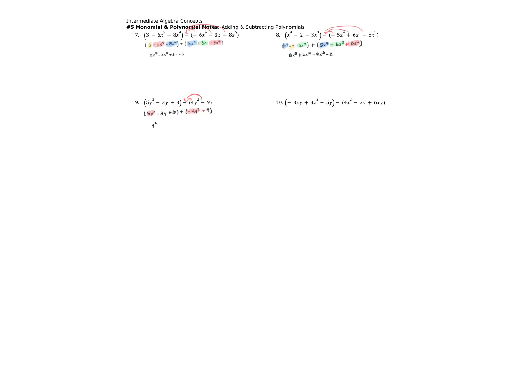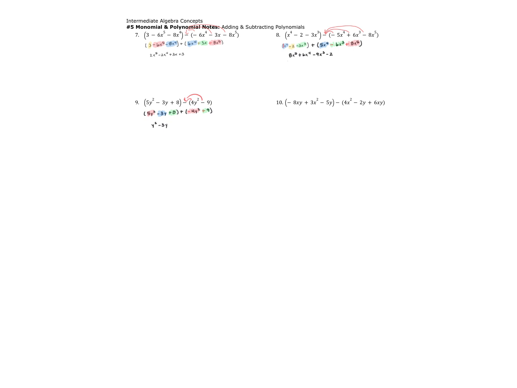Okay, then I'm going to look at my y's, and I have a negative 3y. It's the only one, so I have negative 3y. And then I'm going to do my constants. My constants are this positive 8 plus a positive 9. 8 plus 9 are 17.